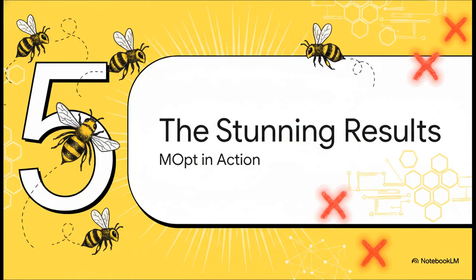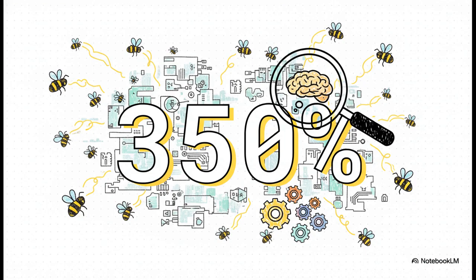So, does this whole bee-inspired approach to finding software bugs actually work? Well, let me tell you, the results aren't just good, they are absolutely jaw-droppingly stunning. So get this, when the researchers put MOpt into the standard AFL fuzzer, it found 350% more unique crashes. I mean, let that sink in. That's 3.5 times more potential bugs, just by being smarter about how it searched. That's not a small improvement, that's a whole different league.